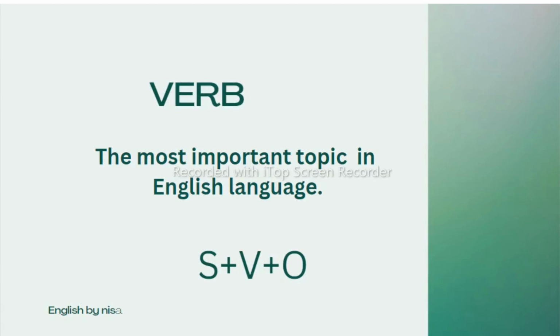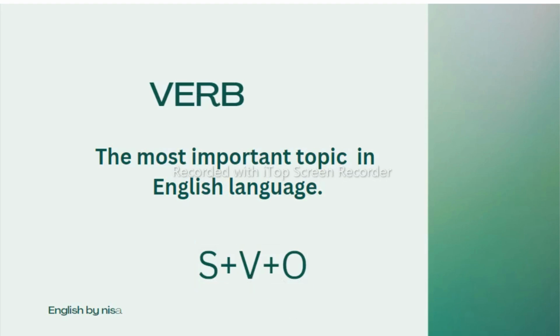We have discussed that by learning noun, pronoun, adjective and articles, we can make only the subject and object of a sentence. We cannot make a whole sentence by learning these. To complete a sentence, we need this structure: subject plus verb plus object. So, without a verb, we cannot make any single sentence.